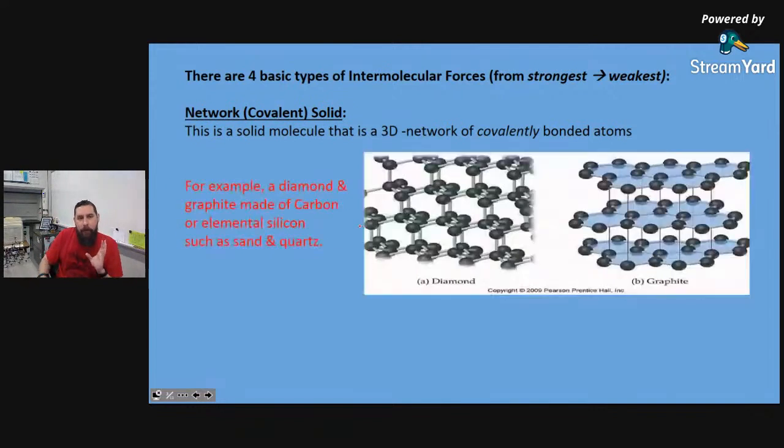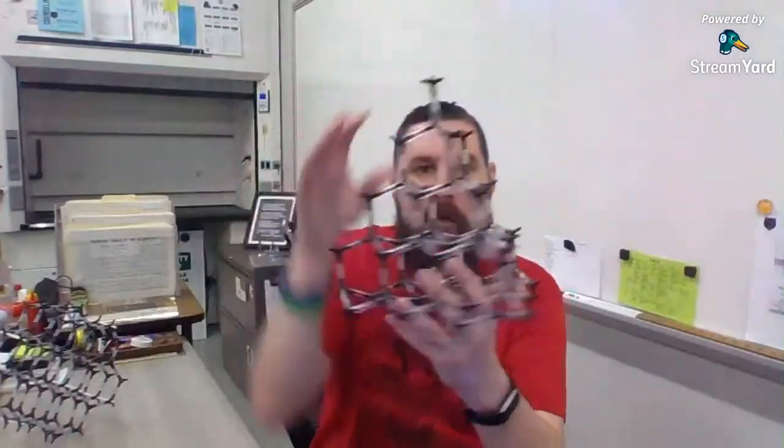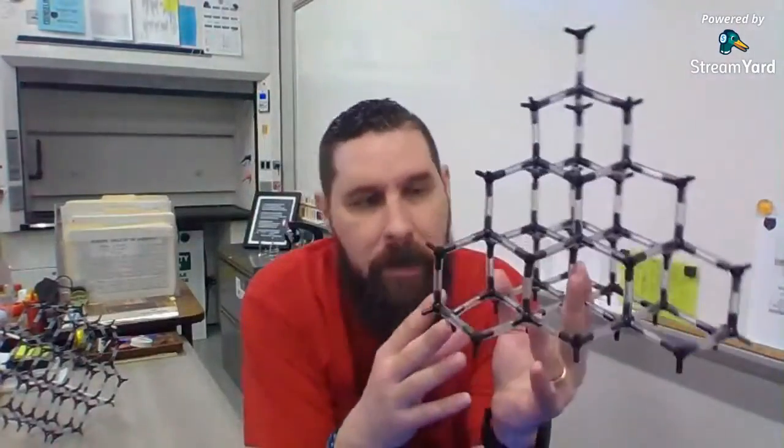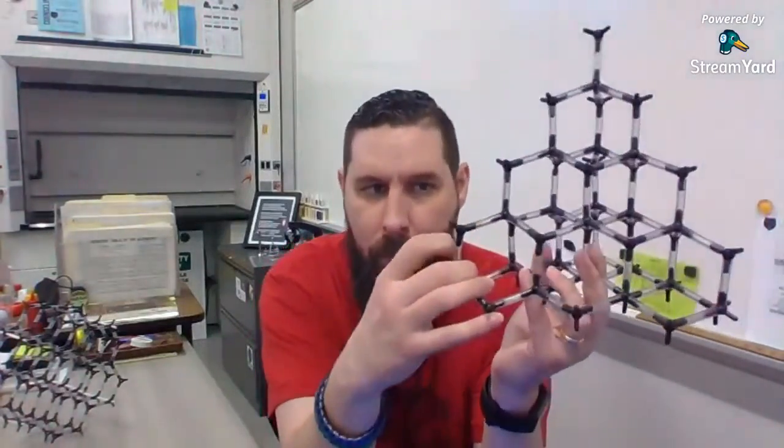A couple of examples: diamond, graphite, sand, or silicon. These are all network covalent solids. Take a look at this model of a diamond. It's a three-dimensional repeating structure, and if I remove one segment of it, it doesn't diminish the rest of that molecule or that network. So this is a network solid.